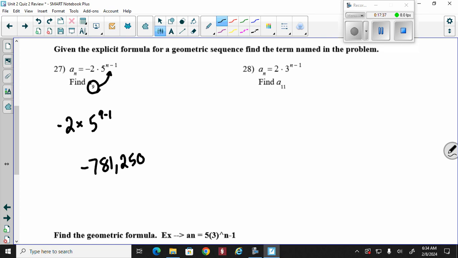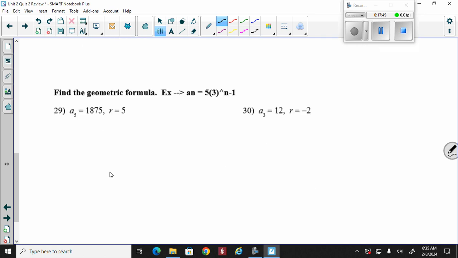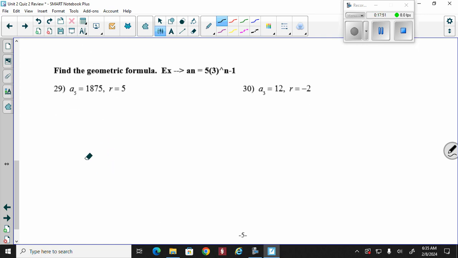There's your answer. And remember, since it's geometric, you are going to be dealing with a lot bigger numbers because you're multiplying as opposed to adding. There's your answer, 28. Okay, now 29 and 30, now we start getting into a little more challenging stuff because if you notice, we have to create a formula. We have our 5th term, but we do not have our first term.